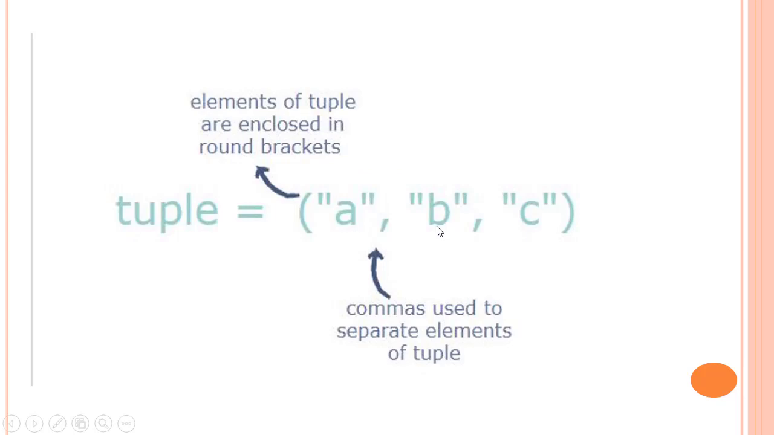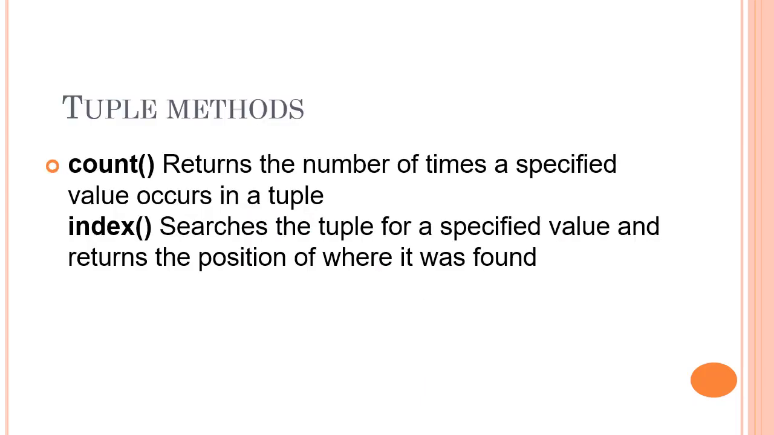Now, how to create a tuple? Creating a tuple is quite similar to how we did it in lists. The only difference is that we are using round brackets or parentheses, instead of the square brackets we looked at in lists. There are probably only two methods here, count and index. Count returns the number of times a specific value occurs in a tuple, and index searches the tuple for a specified value and returns the position where it was found.